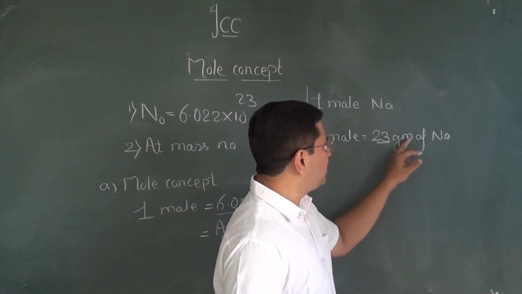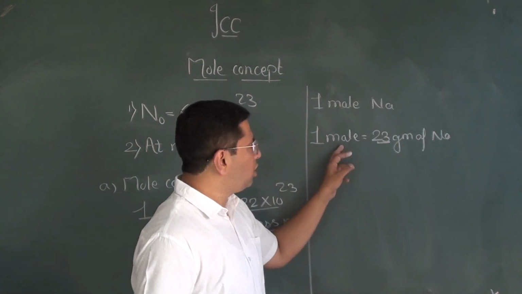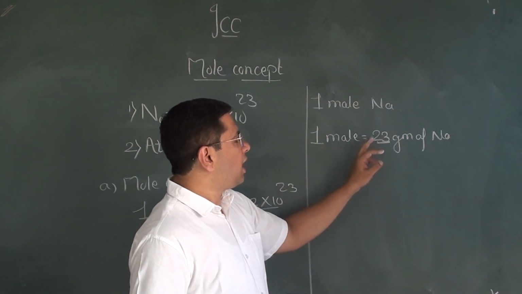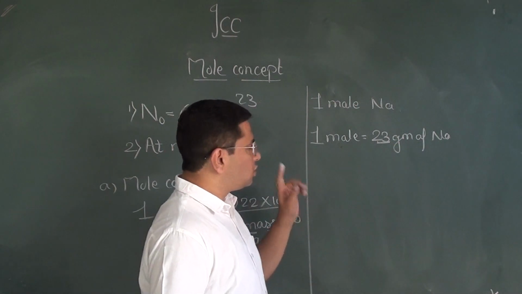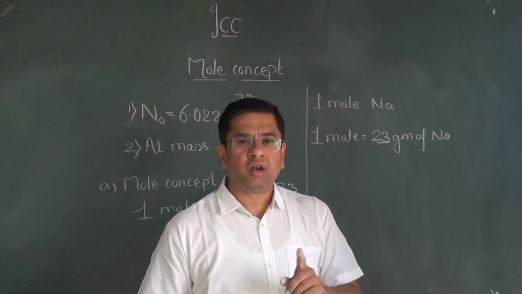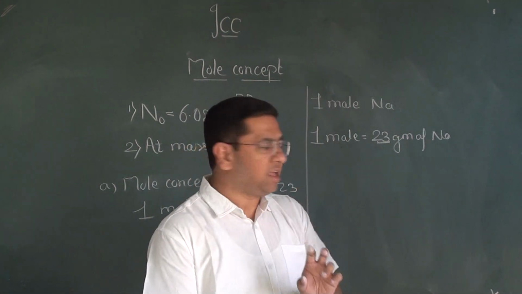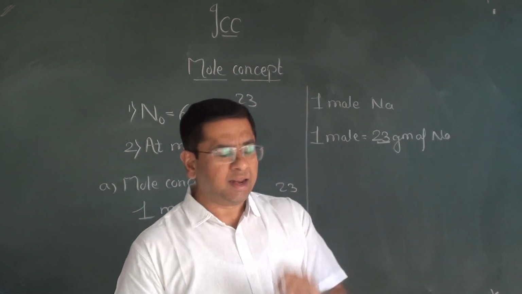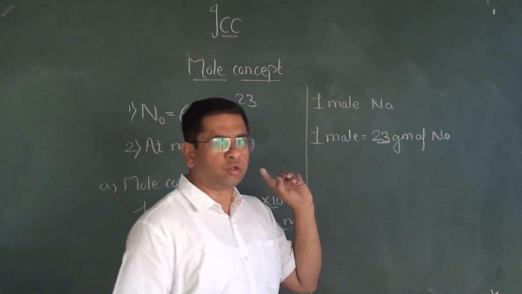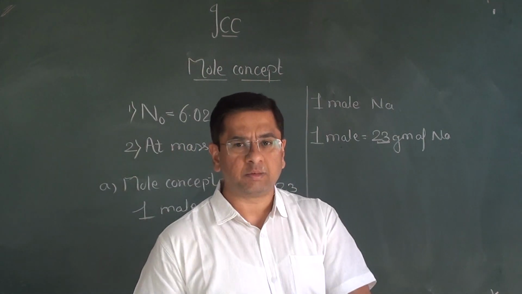So 23 grams of sodium is equal to 1 mole, or 1 mole is equal to atomic mass number itne grams. Fine. So 1 mole of anything will be उसके atomic mass number के जितना ग्राम. अगर मैं एलिमेंट की बात कर रहा हूँ, किसी भी एलिमेंट का 1 मोल क्या होता है, तो उसके atomic mass number जितने grams.